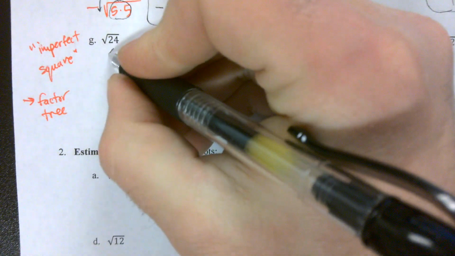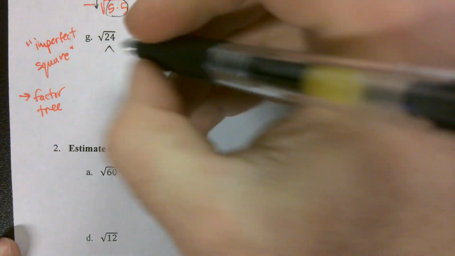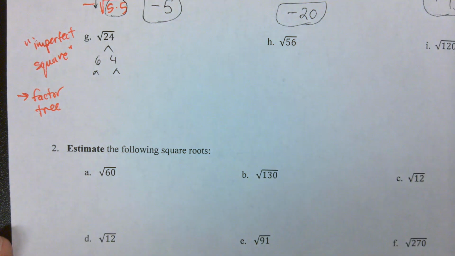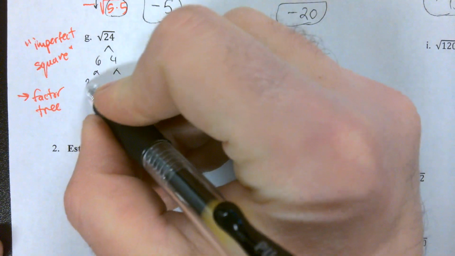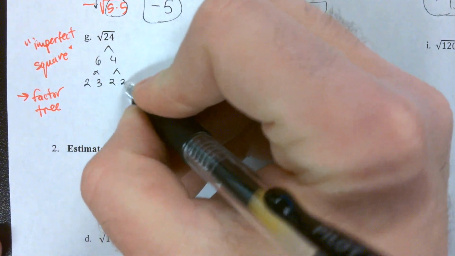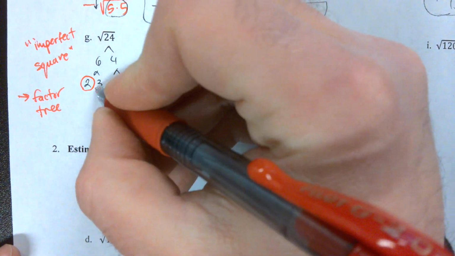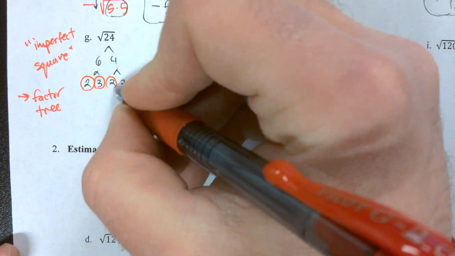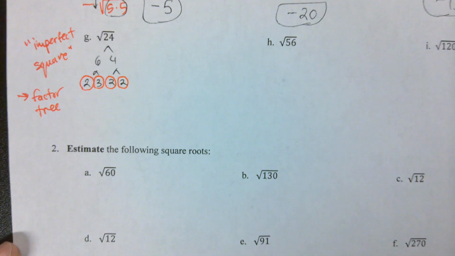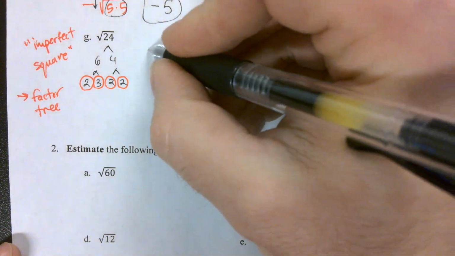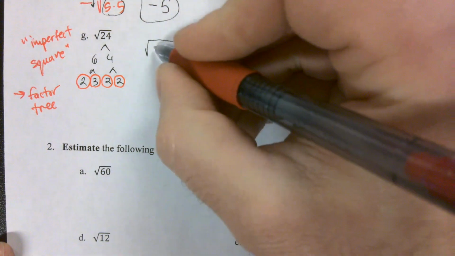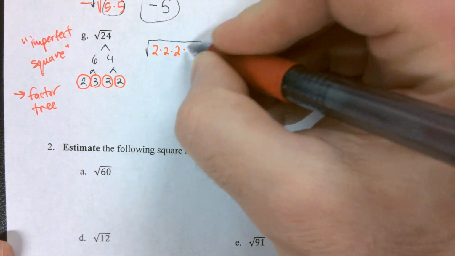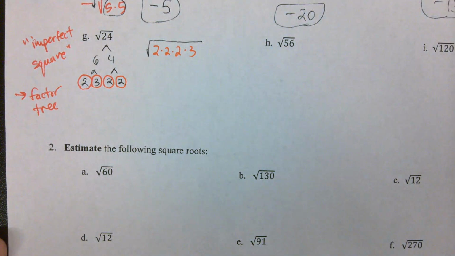So you ask yourselves, what two numbers multiply in this case to give me 24? 6 times 4. Perfect. How can I break up 6? How can I break up 4? 2 times 3 and 2 times 2. I'm going to circle up my prime factors. I've got 2, 3, 2, and 2. 2 times 2 times 2 times 3. I'm going to put them in order to make my life easier.